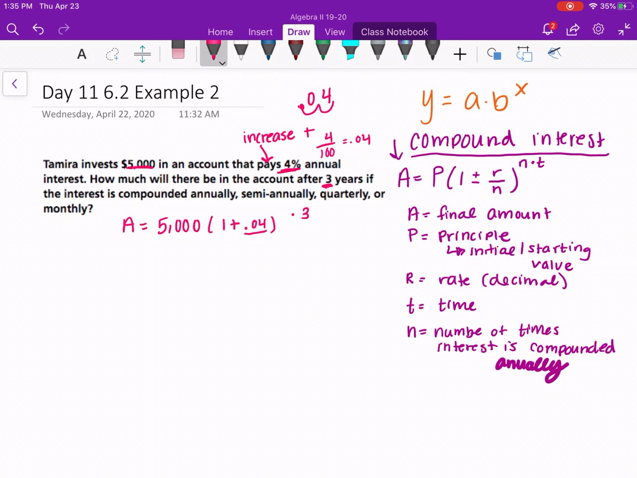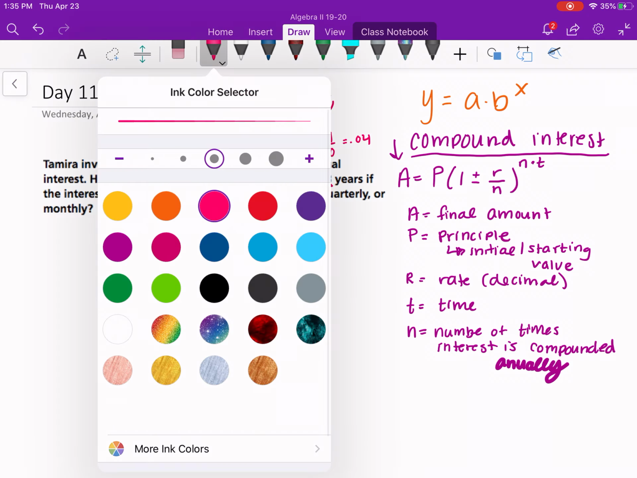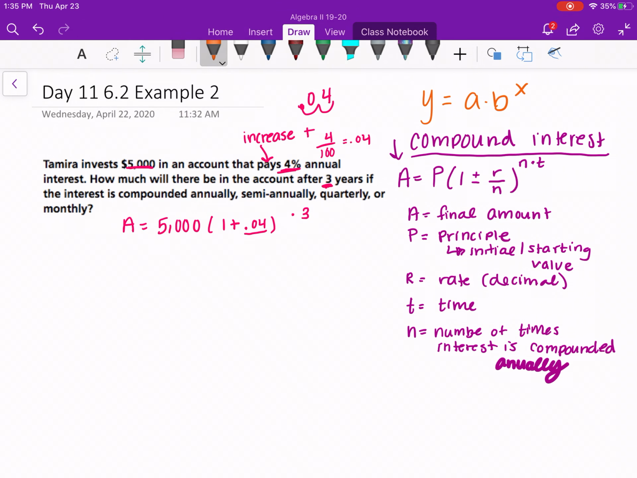Okay, so we're going to make a little chart that helps us remember our n values, and we talked about this in the last example as well. So we know that n per year.